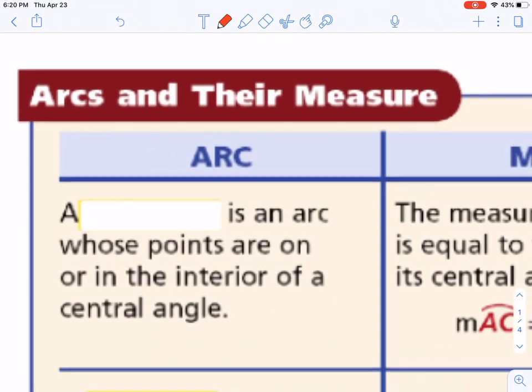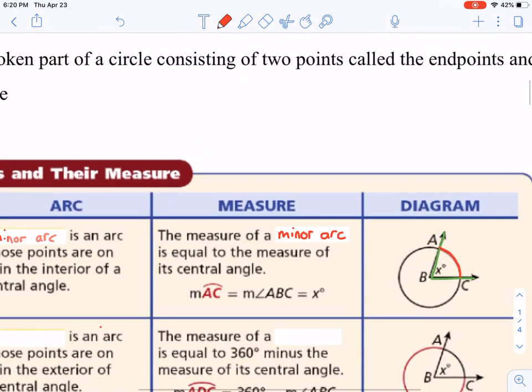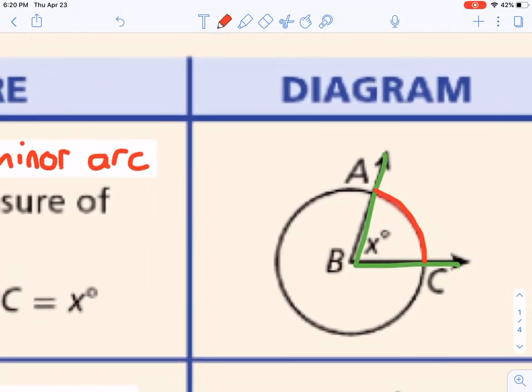There are a couple of types of arcs. The first type is a minor arc. A minor arc is an arc whose points are on the interior of the central angle, and the measure of a minor arc is equal to the measure of that central angle. So if angle X was, let's say, 23 degrees, then the measure of the arc would also be 23 degrees.